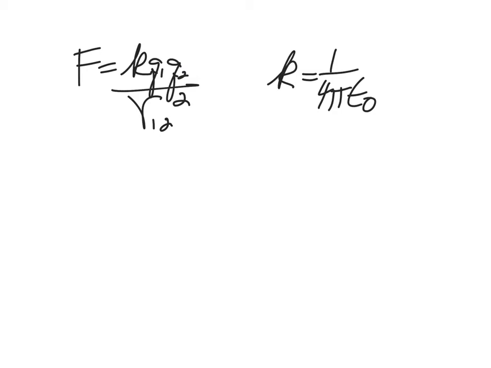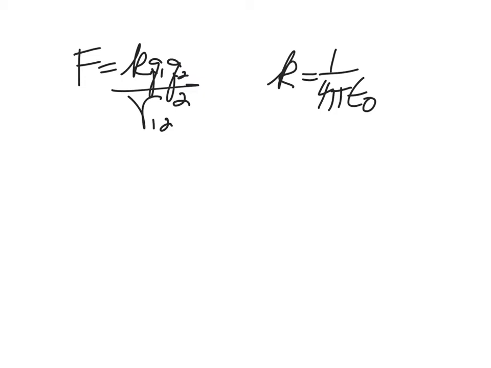In week 1 we learned about Coulomb's law and how to find the force between 2 point charges. That's pretty straightforward. They have to be point charges, and the force depends on the 2 charges and the distance between them squared, and the k is just a shorthand way of writing 1 over 4 pi epsilon naught, and the value for that is given on your equation sheet.